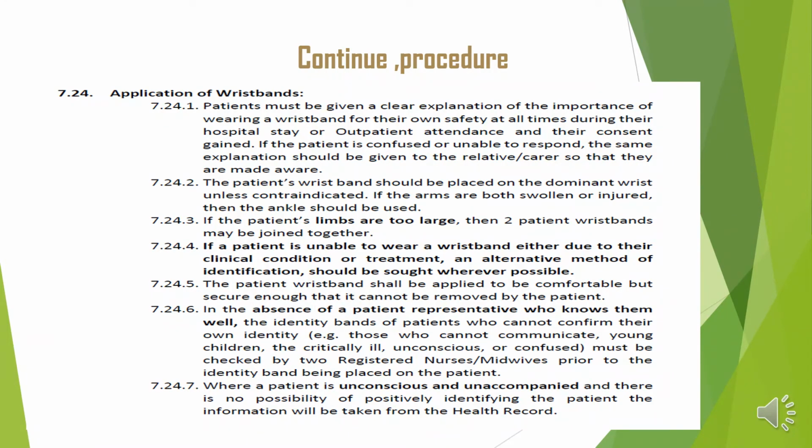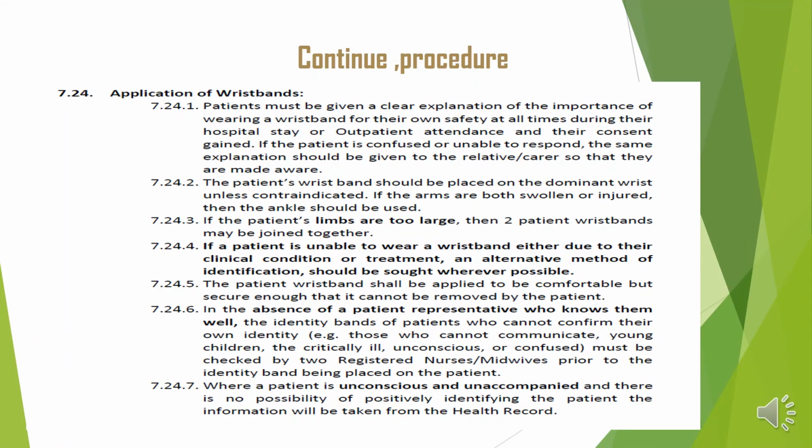If the patient is unable to wear a wristband either due to their clinical condition or treatment, an alternative method for identification should be sought whenever possible. For example, if you cannot put any wristband or ankle band on the patient, you have two choices. Choice number one, put a strap on his body with a transparent sticker so anyone can identify the patient from it, or you can take a photo of the patient, of course after permission of the patient, and you can identify the patient through his photo.